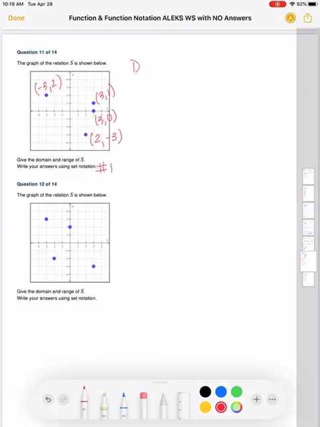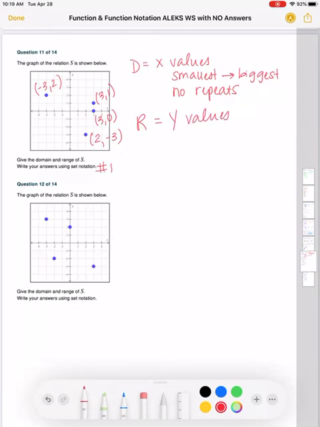So remember that your domain is your X values, smallest to biggest. Sorry, no repeats. And your range is the same, except it's your Y values.